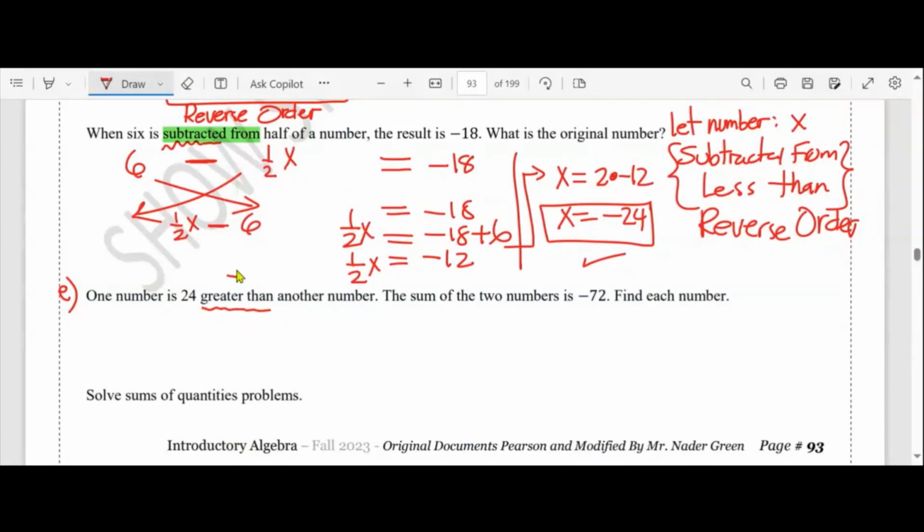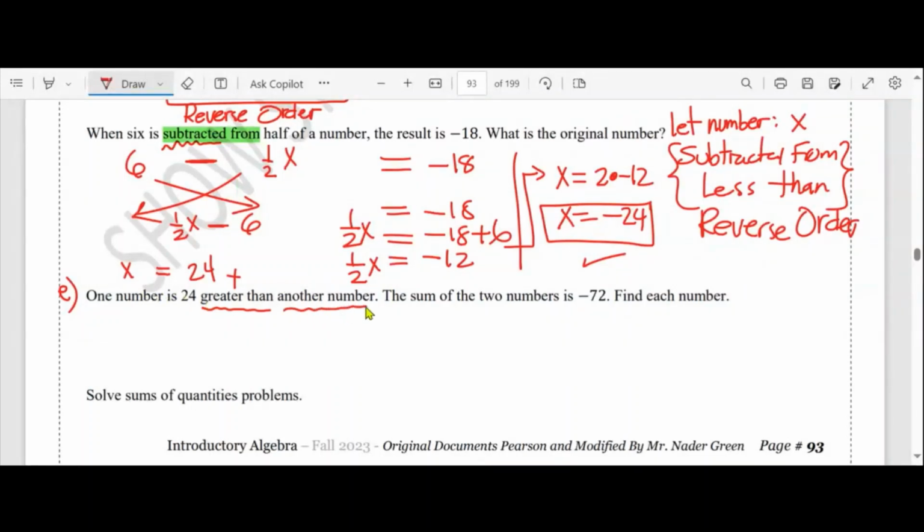Greater than means what? Plus, so not multiplied. Okay, so we have 24 plus. If one number is x, one number is 24 greater than the other number, so 24 plus x. So what is the other number?